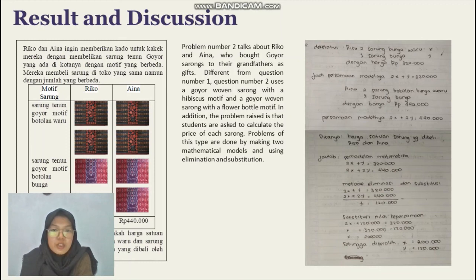It talks about Rico and Aina who order a goyor sarung for their grandfather as a gift. Different from question number 1, question number 2 uses a goyor woven sarung with a hibiscus motif and a goyor woven sarung with a flower bottle motif. In addition, students are asked to calculate the price of each sarung. Problems of this type are solved by making two mathematical models and using elimination and substitution.